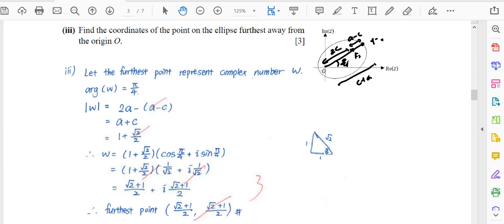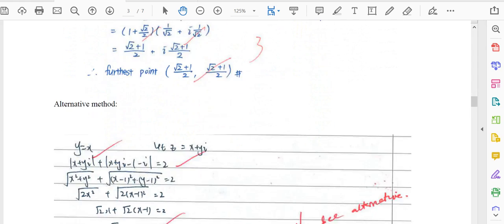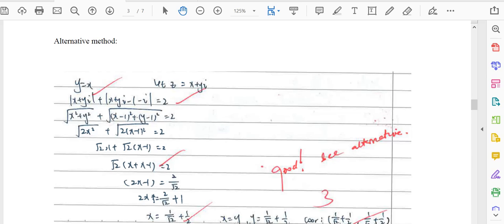So you're able to put it all together. So this is your r (cos theta plus i sin theta). So that's a very nice way of actually obtaining the furthest point. Alternatively, this is Howray's solution.